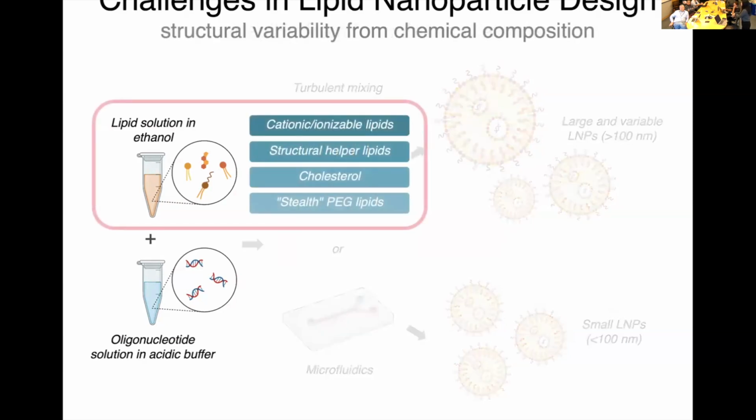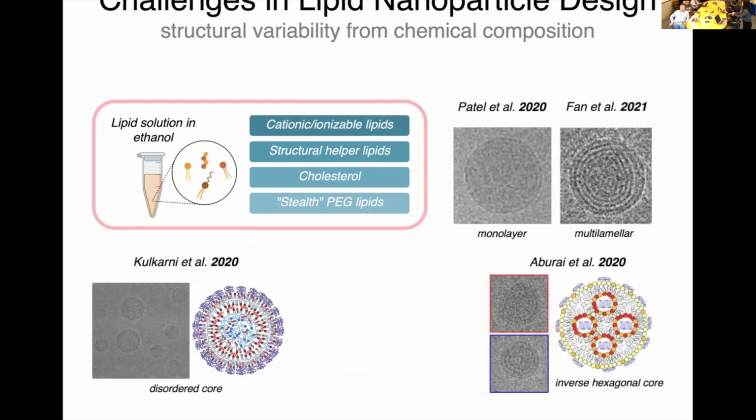And you can also get structural variability from chemical compositions. These include things like what's contained inside the lipid solution in ethanol. This is really a cocktail of various lipids. We have cationic ionizable lipids, structural helper lipids, cholesterol, and PEG lipids. And all of these lipids are essential because they play a different role in terms of what they do inside our body and how it's structured. So depending on which types of lipids you use for each of these various classes, and the relative molar ratios of these lipids to one another, you can end up with a variety of different structure and efficacy results.